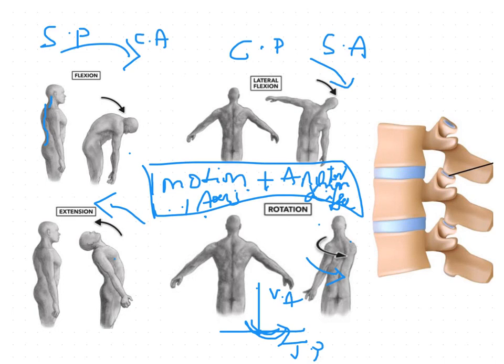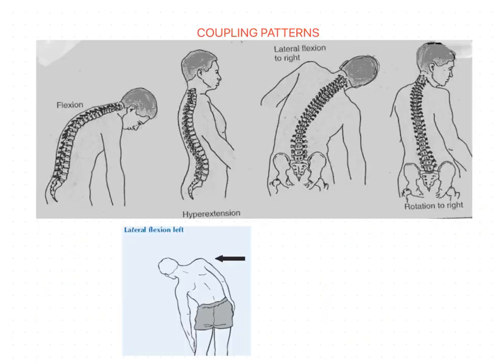We are going to see these coupling patterns, and I am going to give some examples. So what is coupling again? Coupling is defined as the consistent association of one motion in one axis. So this becomes the main motion.